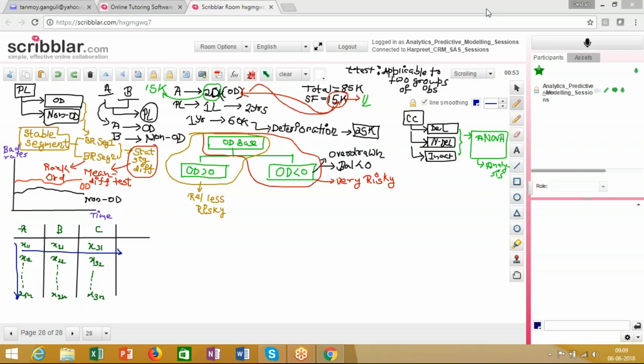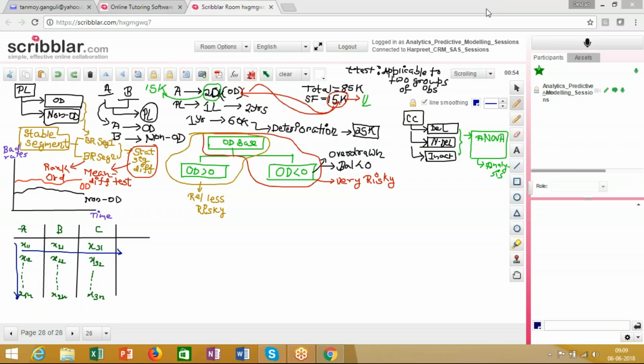Tomorrow is what day? Thursday, right? So tomorrow we'll complete this part. With this, the basic statistical testing portions will be done. Friday there would not be a session. On Saturdays and Sundays, we'll start talking about the concepts of scorecard development and the SAS software. So that's the plan going forward.